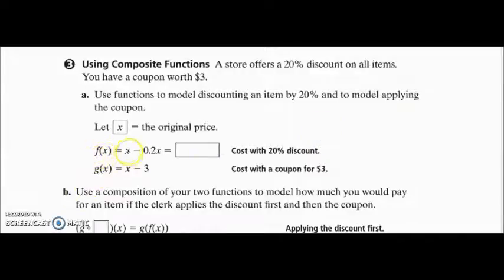So the first function, here's the price of our item. If we subtract 20%, this is really 1x minus 0.2x, so we get 0.8x. And then this is, we take the price and we just subtract $3 because that's the coupon. So here's our two functions.